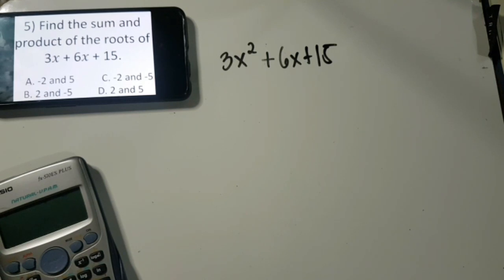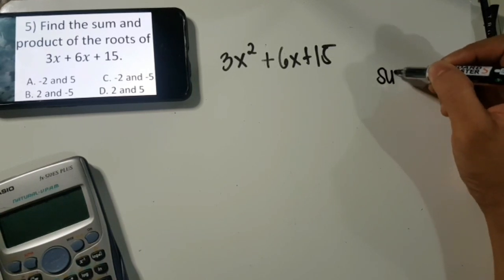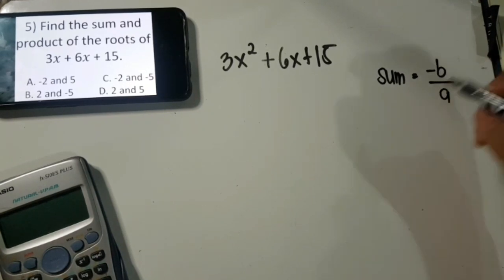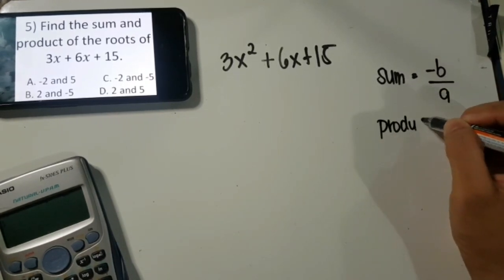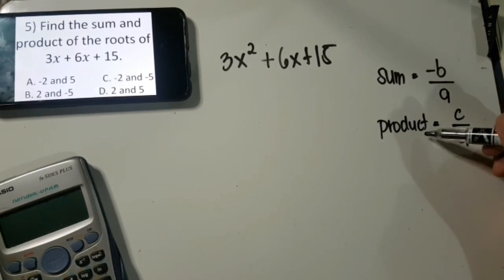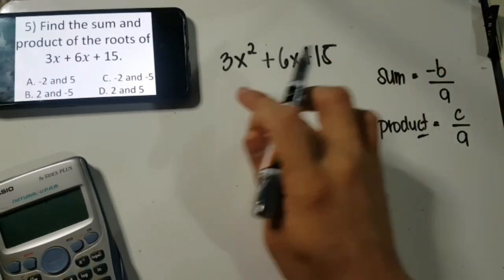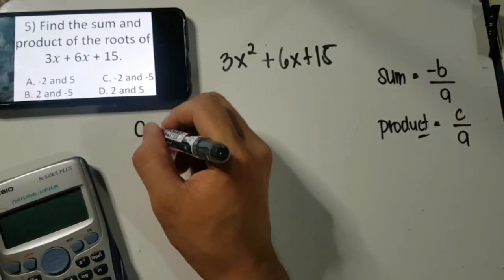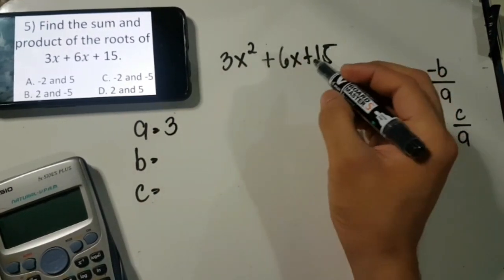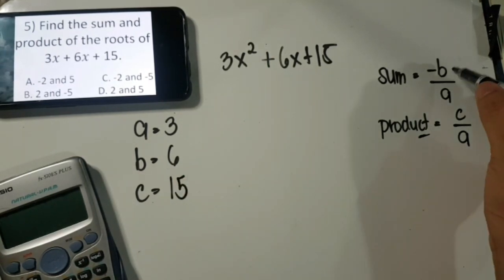Just remember the sum and product. For the sum, that is negative b over a. For the product, this is c over a. What I remember is that the product has a C, so it should be c over a. Since this is in the form of a quadratic equation, let's get the numerical coefficients: a is 3, b is 6, and c is 15.